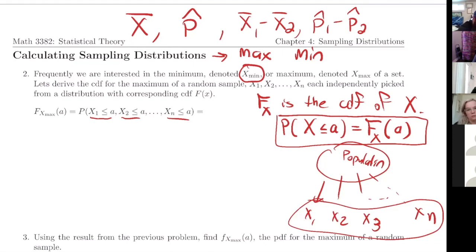So any thoughts about what we can do to try and calculate this probability? This is all very abstract. We actually don't have a value for a. We don't know what x looks like. But what I would like to do in order to calculate the probability that the maximum value of x in my sample is less than a, means: what's the probability that the first one is less than a, the second one is less than a, et cetera. So any thoughts what we can do to try and simplify this?